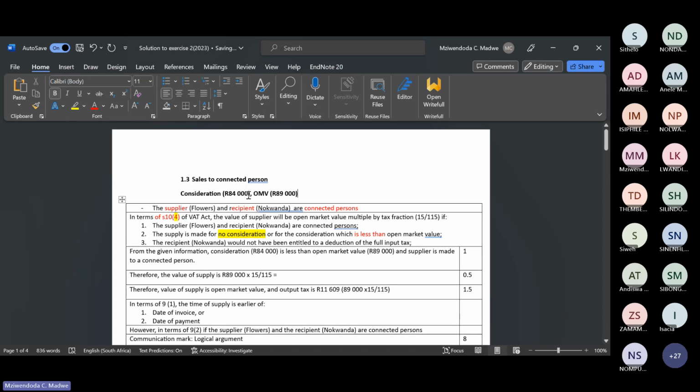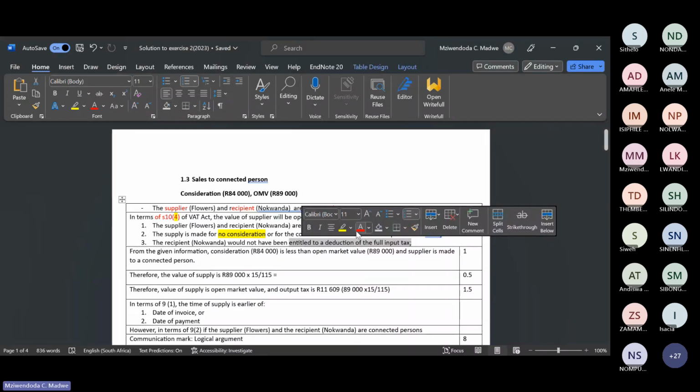Okay, because the consideration is 84,000 and the open market value is 89,000. So you said here, my consideration is less than open market value. Number 3, the recipient will not have been entitled to a deduction of full input tax. So what does that mean?